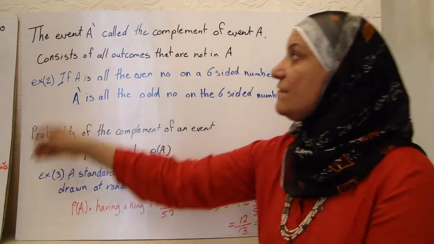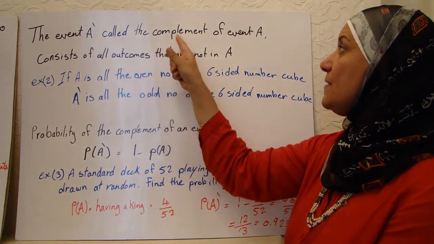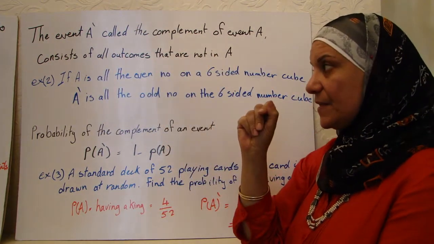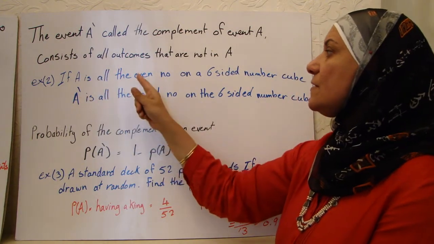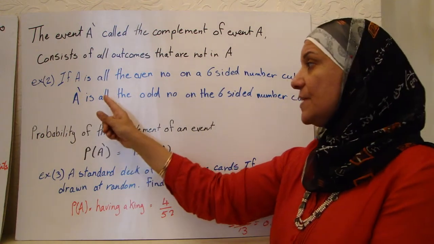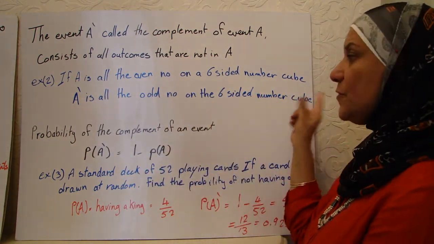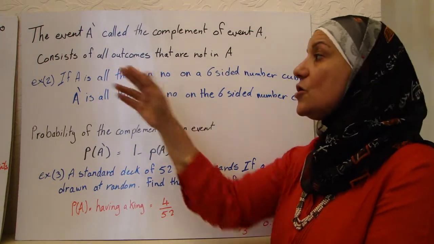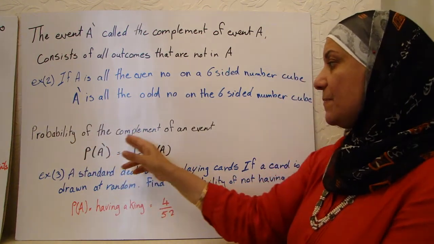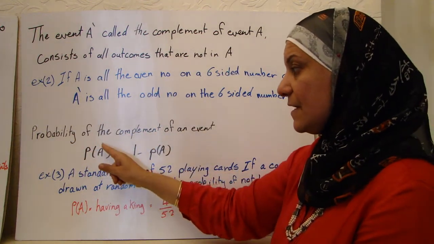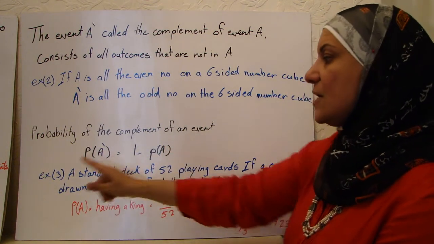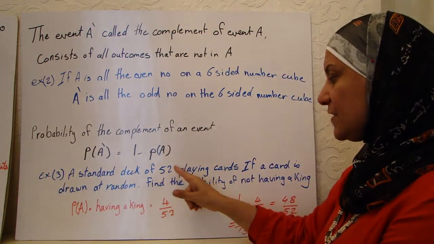Now, we have the event A dash, which is called the complement of event A. It consists of all outcomes that are not in A. For example, if A is all the even numbers on a six-sided numbered cube, A dash will be all the odd numbers on the six-sided number cube. The rest, the ones that are not listed in A, are to be listed in A dash. Probability of the complement of an event, probability P A dash, is equal to 1 minus P A.